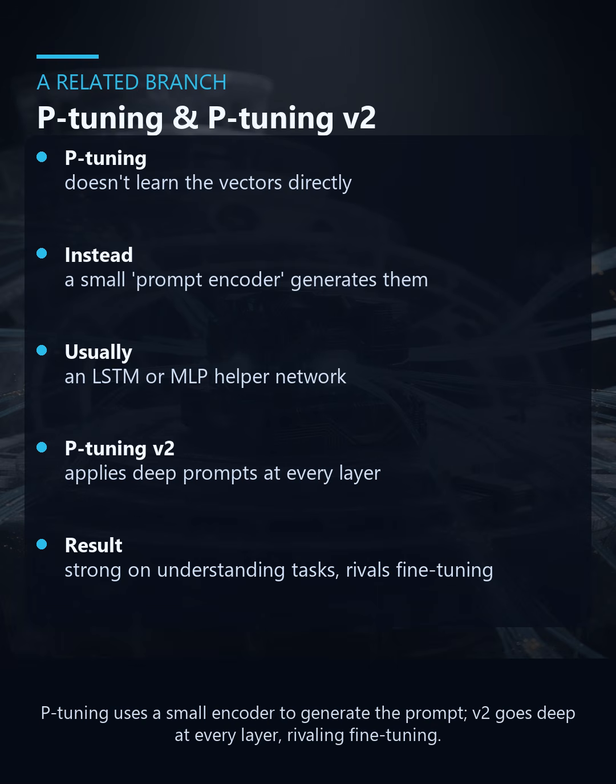A related branch is p-tuning. Instead of learning the prompt vectors directly, it uses a small helper network, a prompt encoder, often an LSTM or MLP, to generate them. Its successor, p-tuning version 2, applies these learned prompts at every layer, much like prefix tuning, and proved strong on language understanding tasks across a wide range of model sizes, rivaling full fine-tuning.